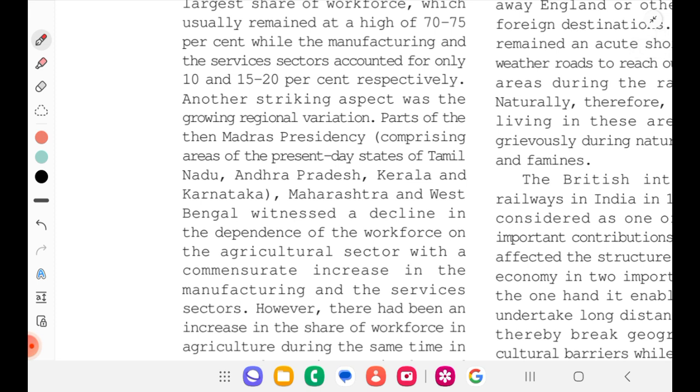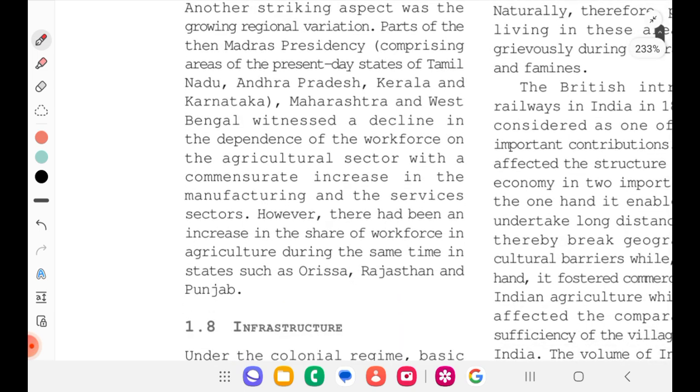Another striking aspect was the growing regional variation. Parts of the then Madras Presidency, comprising areas of present-day states of Tamil Nadu, Andhra Pradesh, Kerala and Karnataka, Maharashtra and West Bengal, witnessed a decline in dependence of the workforce on the agriculture sector, with a commensurate increase in the manufacturing and the services sector. However, there had been an increase in the share of the workforce in agriculture during the same time in states such as Orissa, Rajasthan and Punjab.